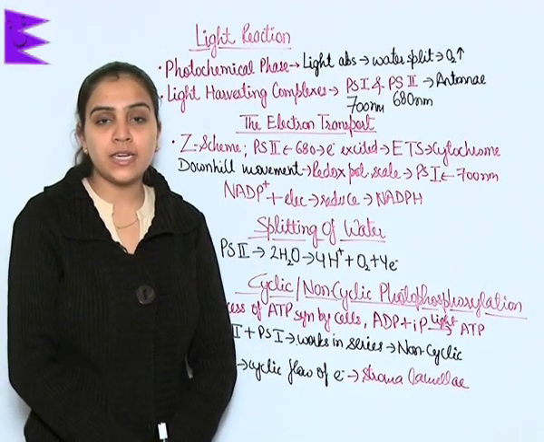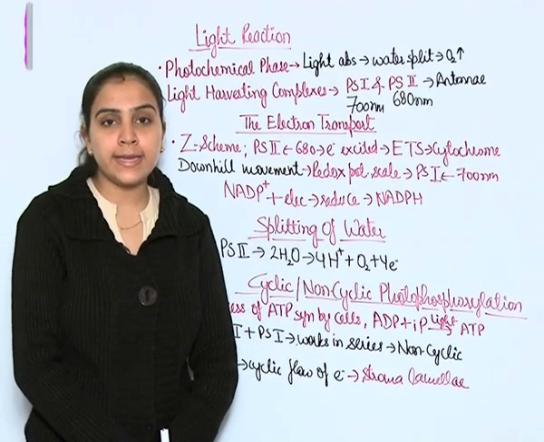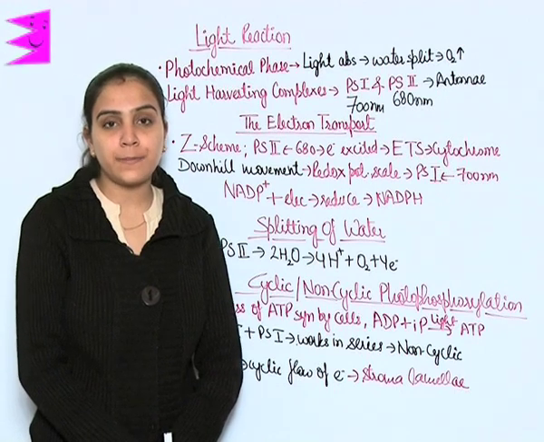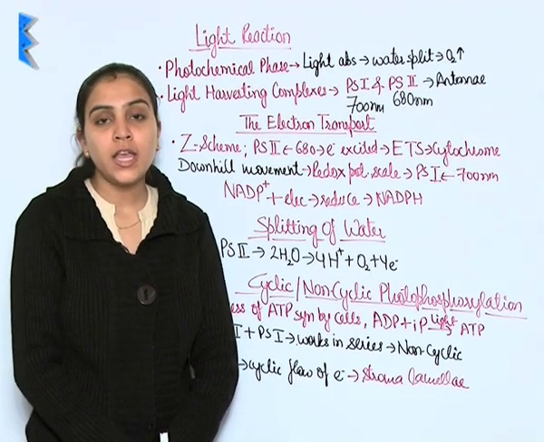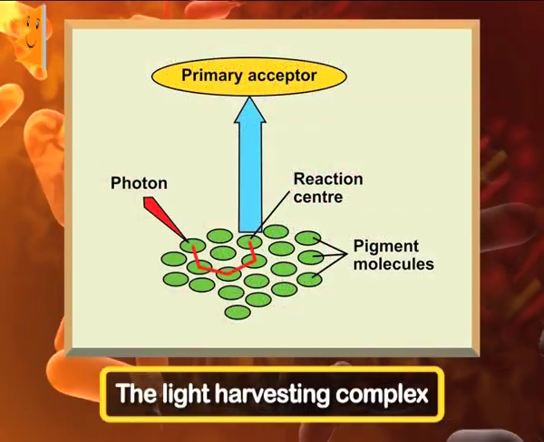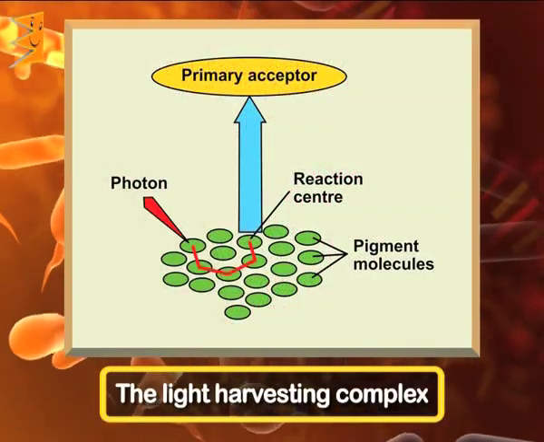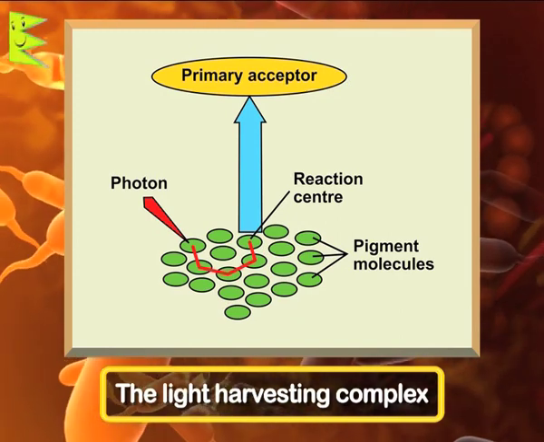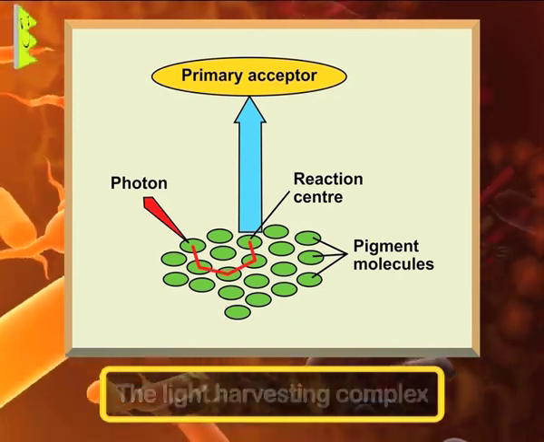These light harvesting complexes also form antennae which are used for entrapment of light. You can see in the diagram the pigment molecules are present, an electron acceptor is present, and the reaction center is present on these pigment molecules.